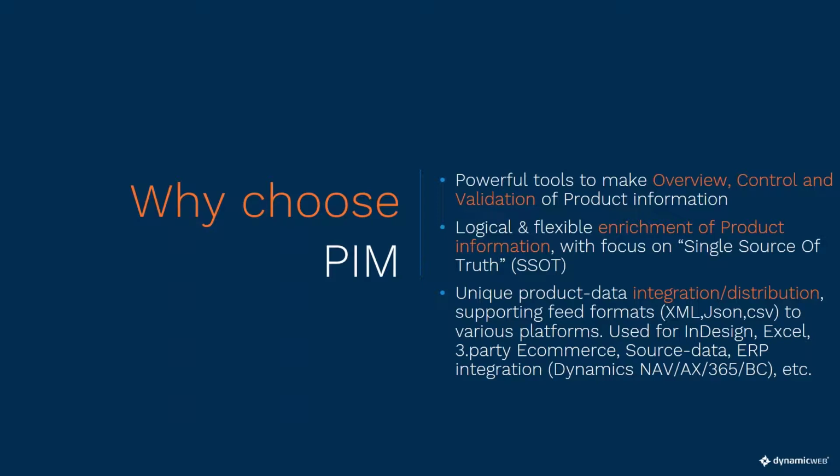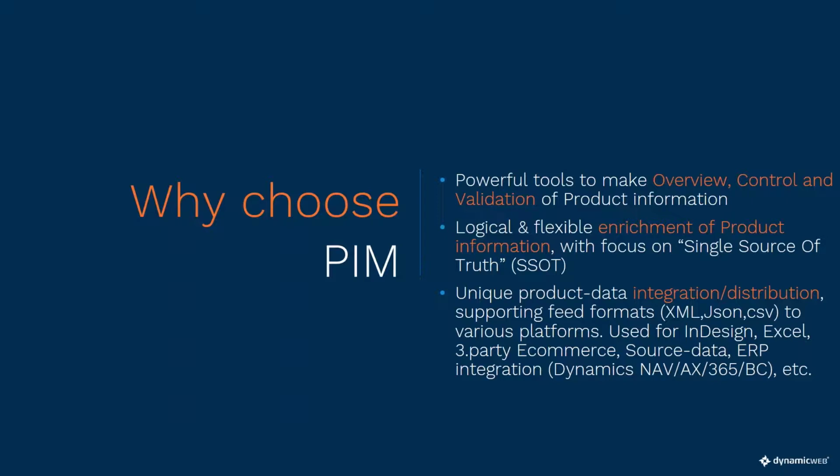The second thing is that you have flexible tools to enrich your product information, but also in your enrichment, you have the availability of making enrichment or inheriting of information across categories or maybe in product families. So you only update the values or the information that are needed in one place.